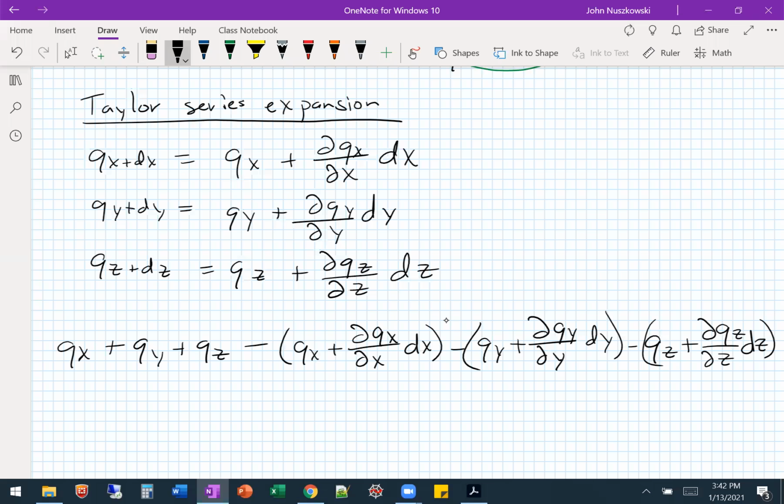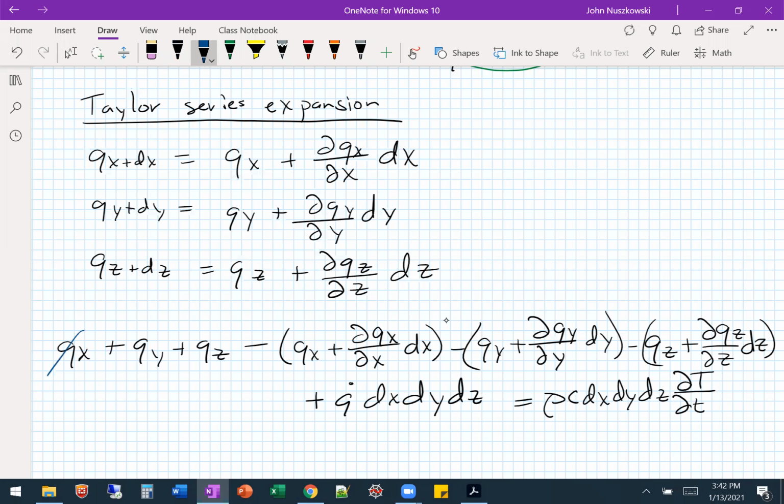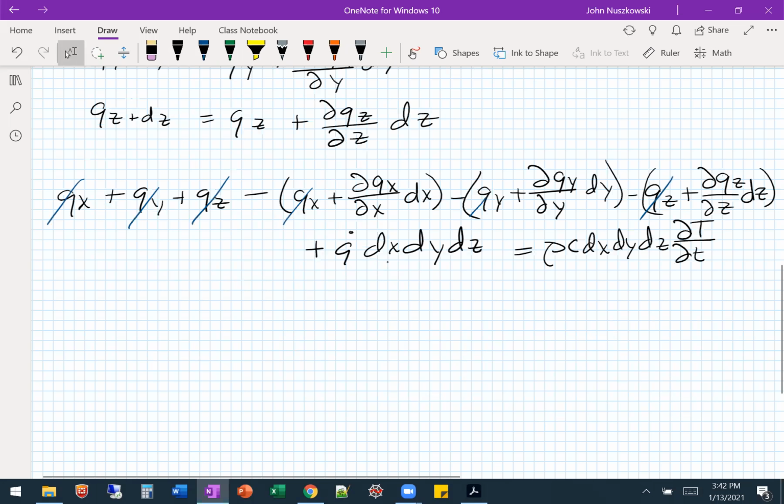And now we still have the volumetric heating and the energy stored term, right? So what's our simplification here? You can cancel out the q's. Yeah, so minus qx, minus qy, minus qz, okay? All right, so let's rewrite it so I can remember to have that negative sign that still gets put in front of these other ones.